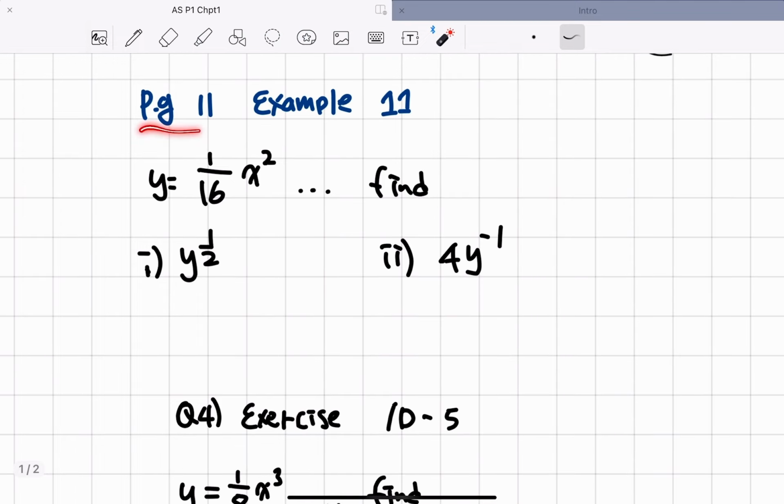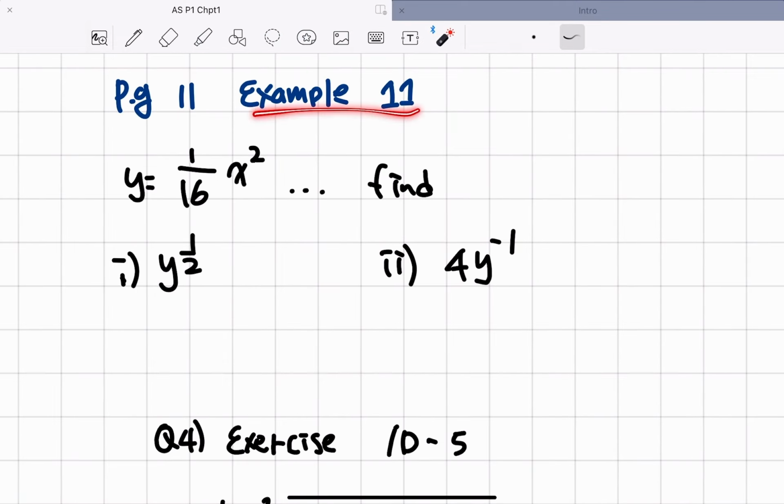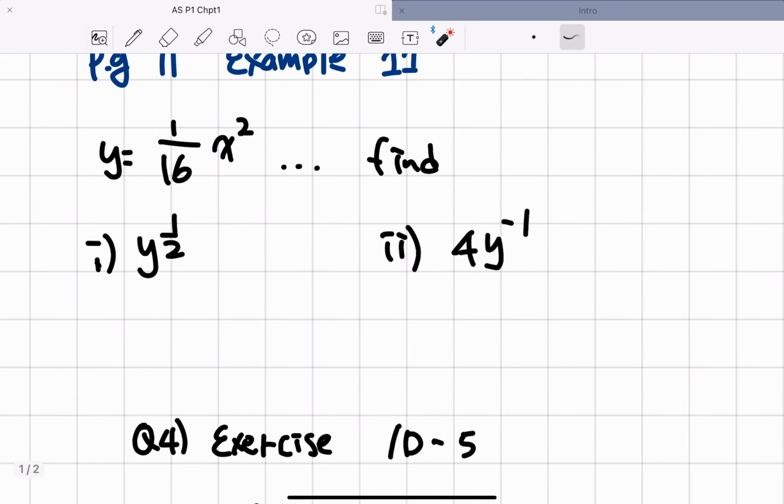So this one, page 11, example 11. y equals 1 over 16x squared, and we need to find y to the power of 1 over 2 and 4 times y to the power of minus 1. So let's try this one first. We need to find y to the power of 1 over 2, which is the square root of y.